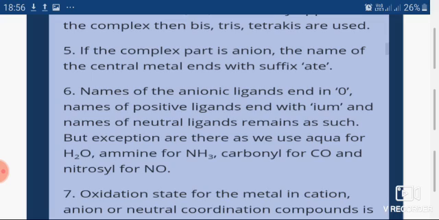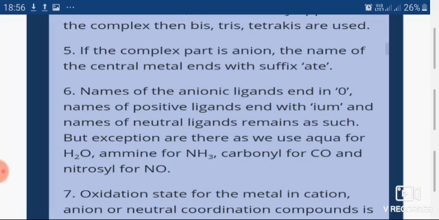Similarly, if your complex contains a positively charged ligand, the ending should be IUM. For example, in case of the hydrazine ligand, the positively charged ending should be hydrazinium. It means IUM must be added as a suffix in case of a positively charged ligand, and the names of the neutral ligands may remain as they are.